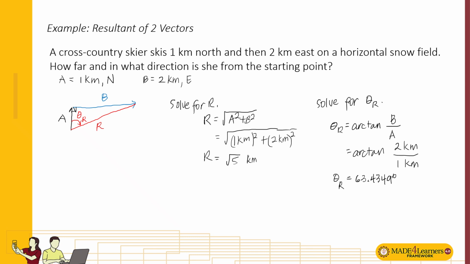So therefore, I need to make a conclusion. Just solving is not enough, you need to answer the question. So the skier is square root of 5 kilometers. You can use a comma before describing the direction, and then 63.4349 degrees east of north of the starting point.